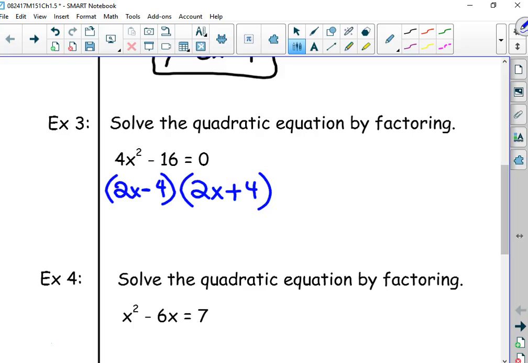That's the reason that the x term doesn't show up. Negative 8x, positive 8x cancel each other out. And we're done. Remember that pattern.